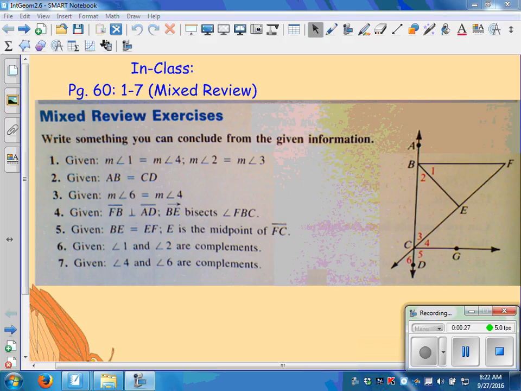So the givens are based on, like, number 1, if that's the only information you're given, can you make any conclusions about this picture? And you do the same thing for 2 through 7. Take about 10 minutes to do that.